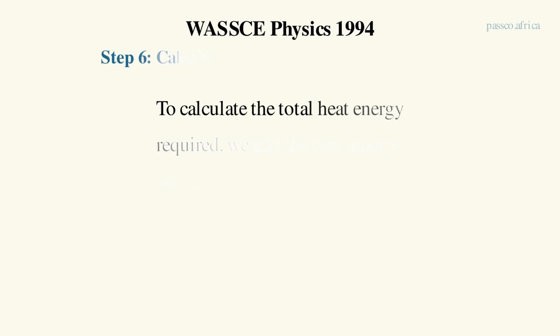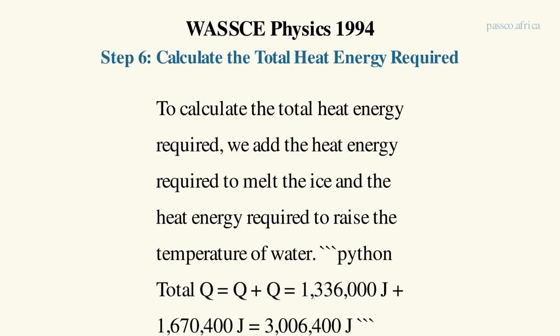Step 6. Calculate the total heat energy required. To calculate the total heat energy required, we add the heat energy required to melt the ice and the heat energy required to raise the temperature of water. Total Q equals Q1 plus Q2 equals 1,336,000 J plus 1,670,400 J equals 3,006,400 J.